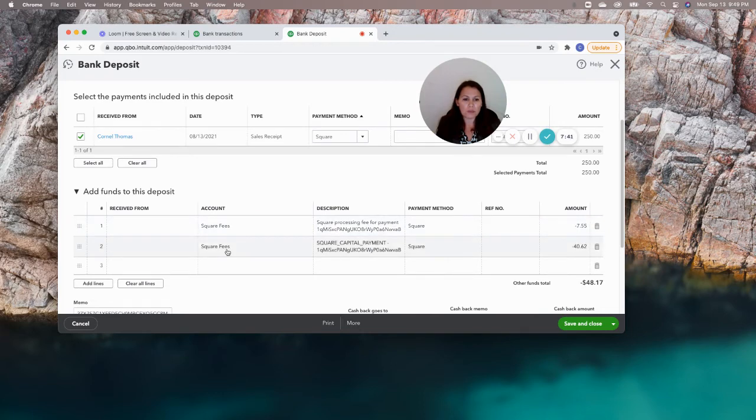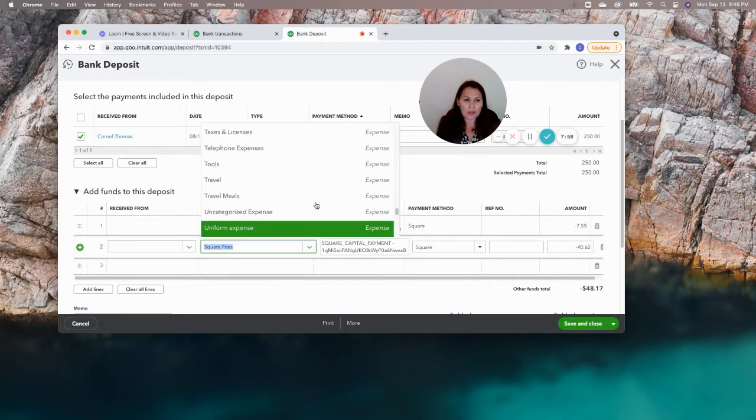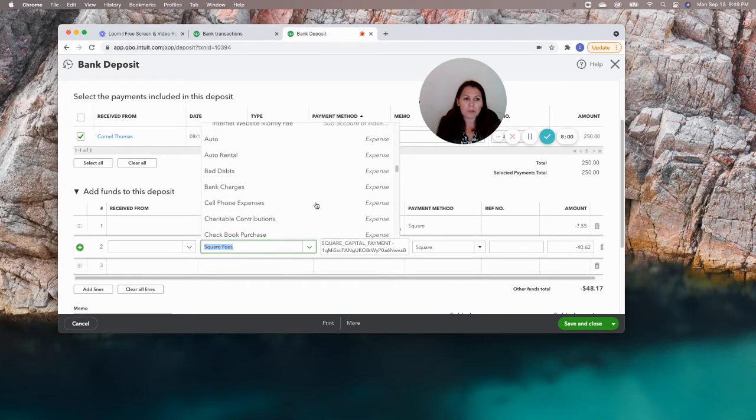See, same issue over here. So basically this is the transaction. Those are the fees, including the loan payment. So if you have a loan and there is a loan payment, it says Square Capital Payment, you want to make sure that this one is corrected to your liability account. So this is just a problem with the mapping.